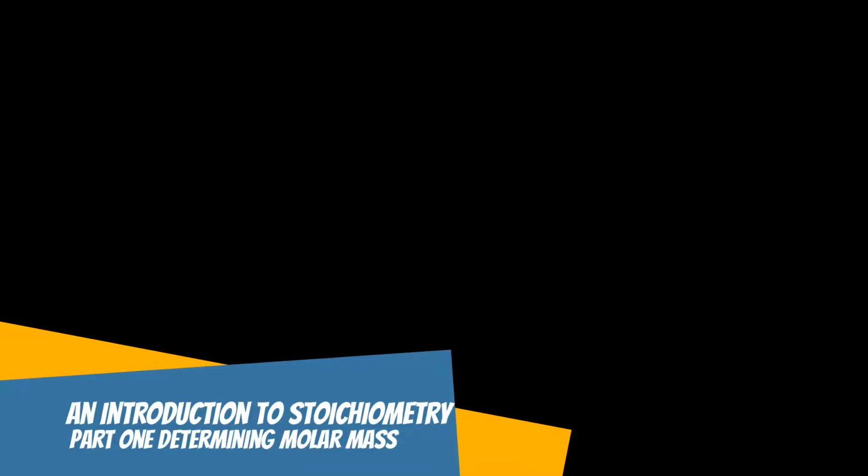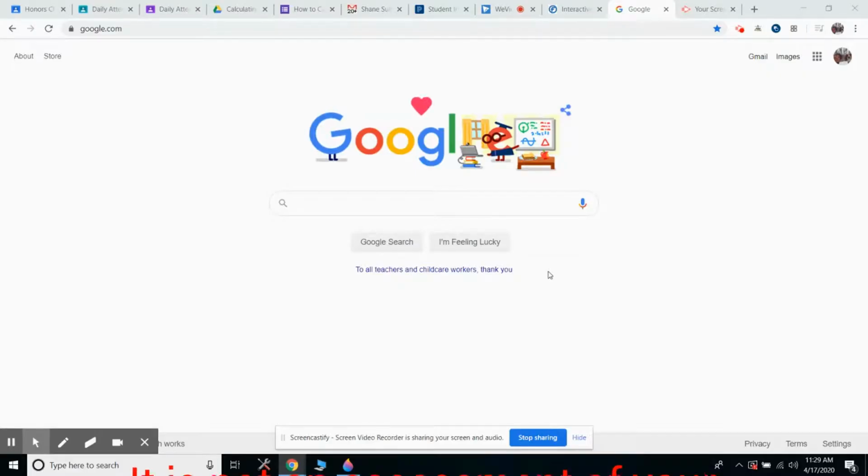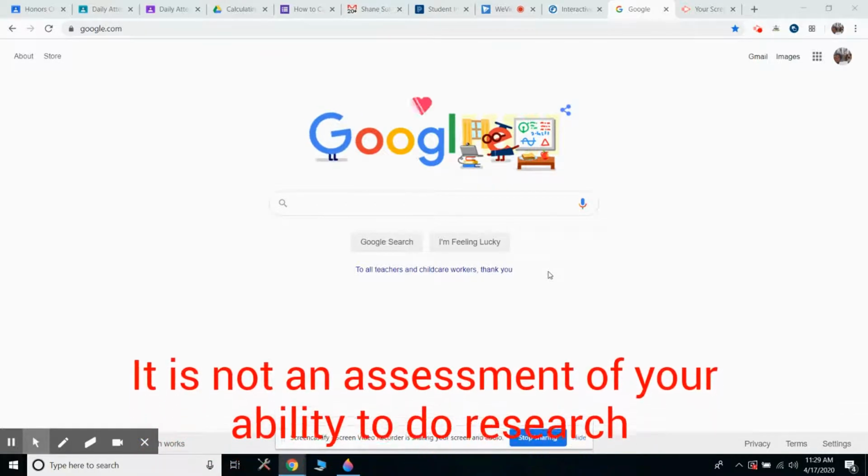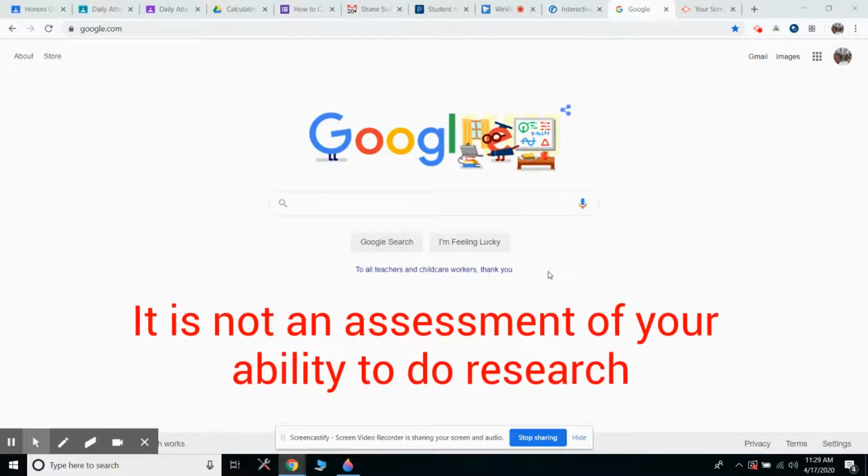Today I'm going to talk about a basic introduction to stoichiometry. Stoichiometry is an essential skill that chemists must master. Before we get going, I just want to talk about what stoichiometry is not. It is not research.